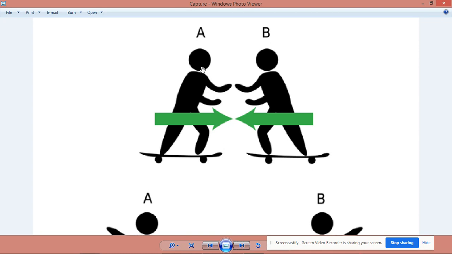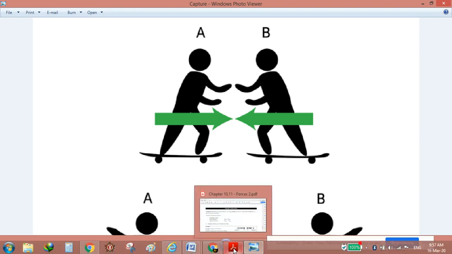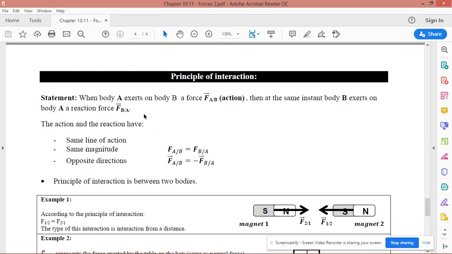When person A exerts a force on person B called Fa over B, thus B will exert a force on A with the same magnitude. This is called the reaction force. Newton's third law is summarized as action equals reaction. When you push the wall, the wall will push you backwards. So this is the principle of interaction.